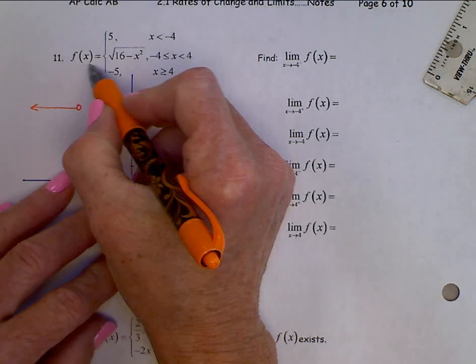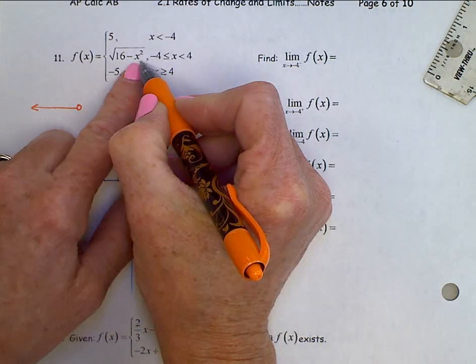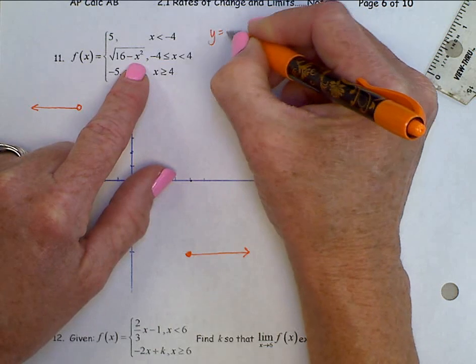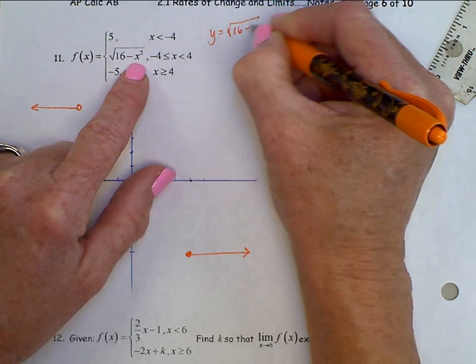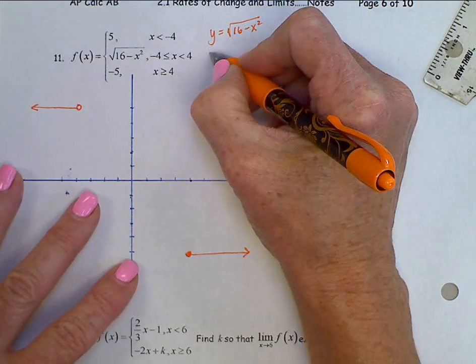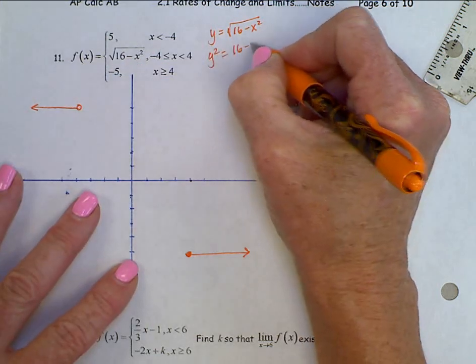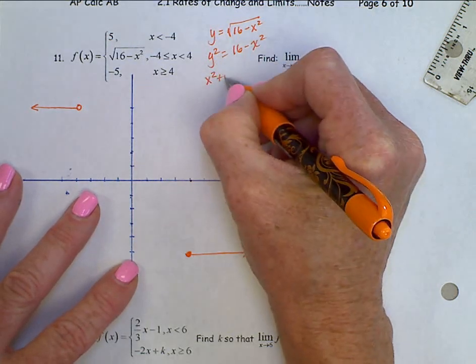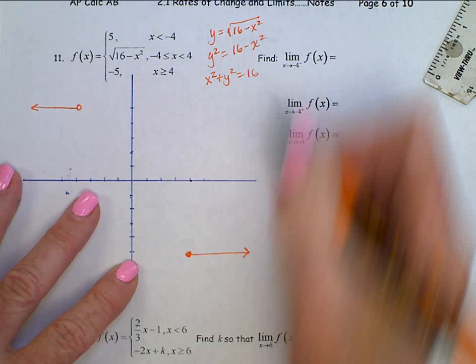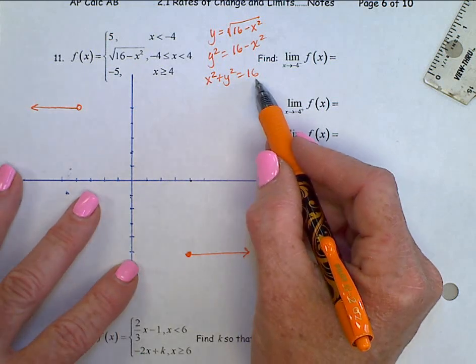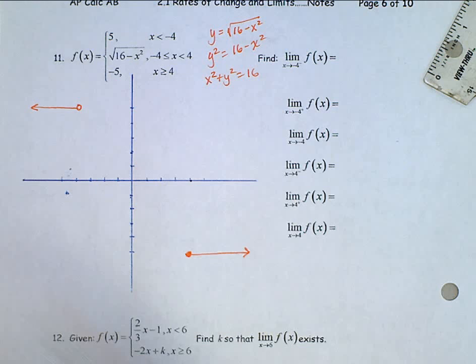we have f of x is the square root of 16 minus x squared. Let's come up here for a minute and write that as y equals the square root of 16 minus x squared. Square both sides. Y squared is 16 minus x squared. Pull that x squared over. And we see that we have a circle centered at 0, 0, radius 4. Problem though is that a circle is not a function.